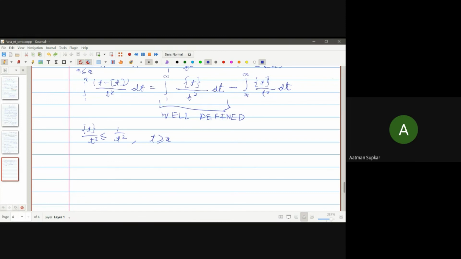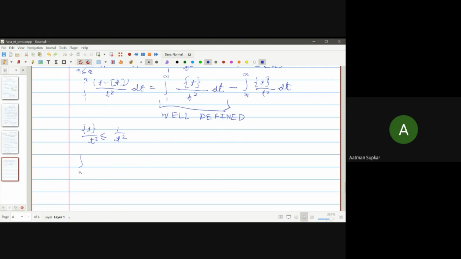It goes from x to infinity, so t greater than x implies 1 by t square is less than or equal to 1 by x square. Implies integration x to infinity 1 by, wait, am I doing something sane here? No, wait, forget this. Hold it here, yes.